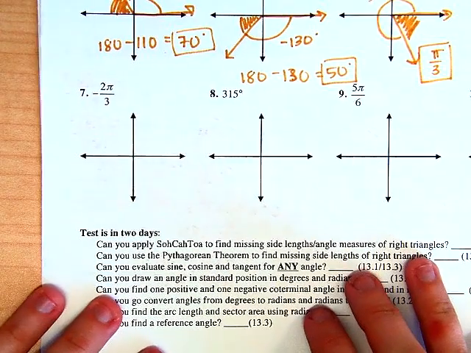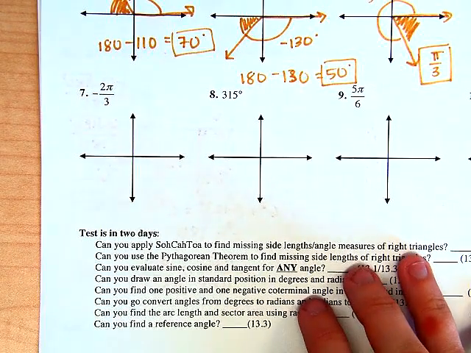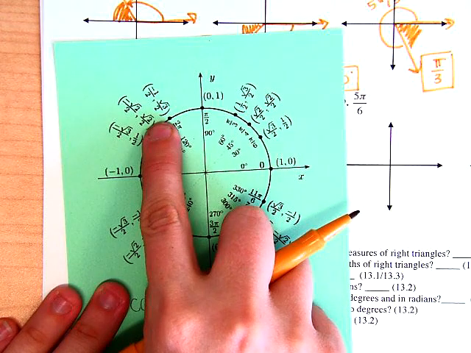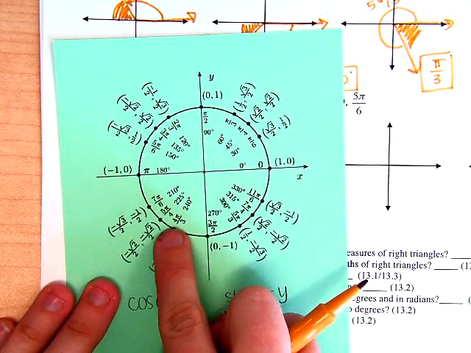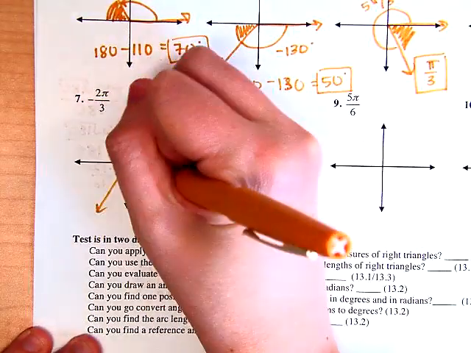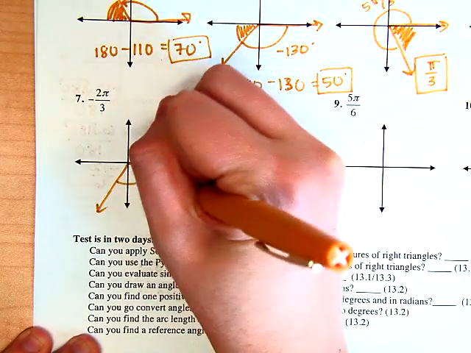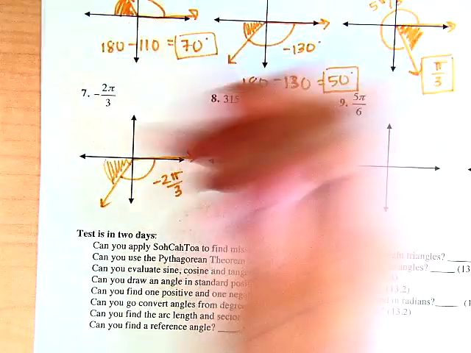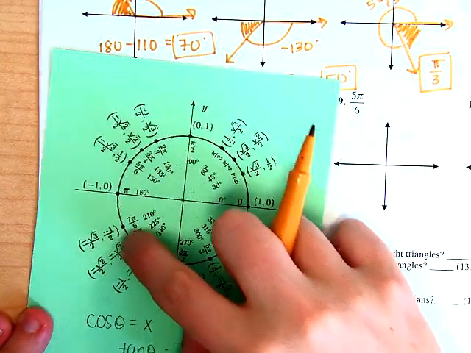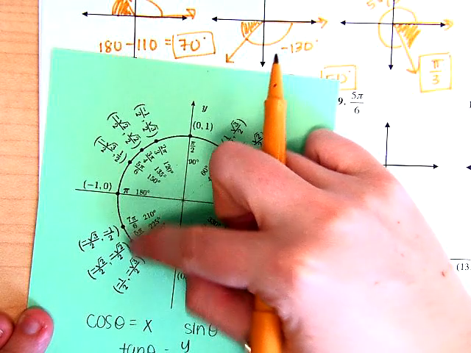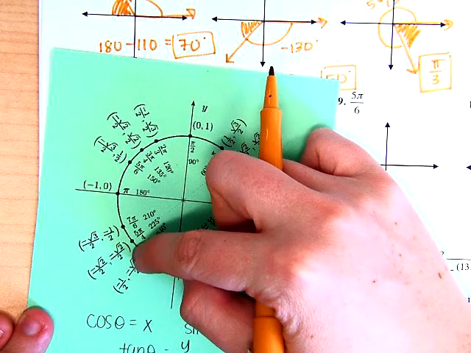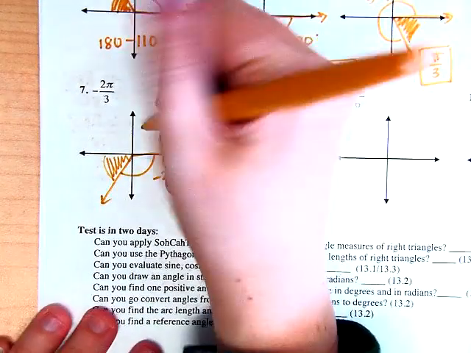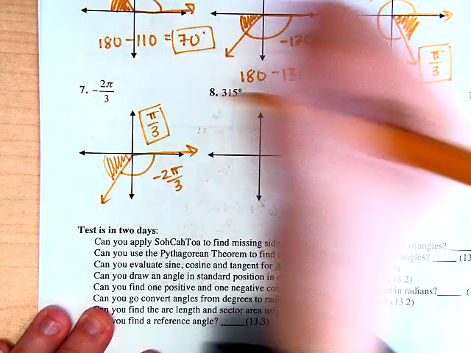Let's keep going. Negative 2 pi over 3, so I'm going negative 2 pi over 3. Positive 2 pi over 3 is right here, so to go from here to there. I'm going to go negative 2 pi over 3, which would be right there. For my reference angle, that acute one, to go from 240 to 180 is 60 degrees. So what is 60 degrees as radians? It is pi over 3.